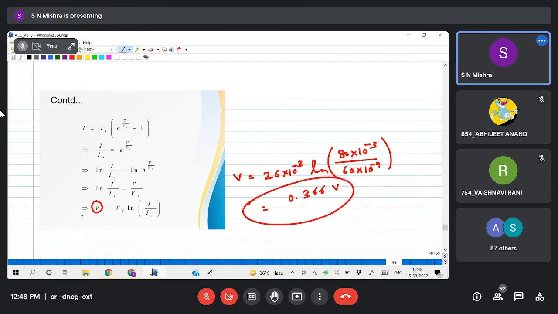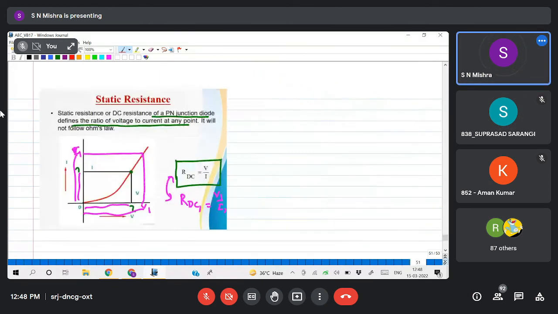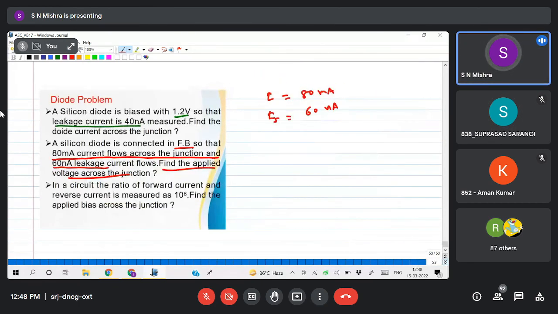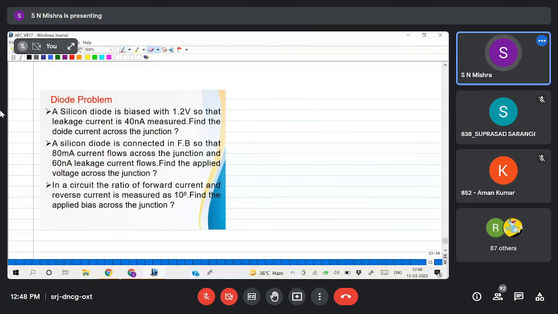So it might be a germanium diode, because silicon diode threshold voltage is 0.7 volt and germanium is 0.3 volt. It is not mentioned anywhere, so we can predict this is maybe a germanium diode, or some diode which has a threshold voltage less than 0.366 volt. Yes or no? If that was a silicon diode, it must be more than 0.7 volt.